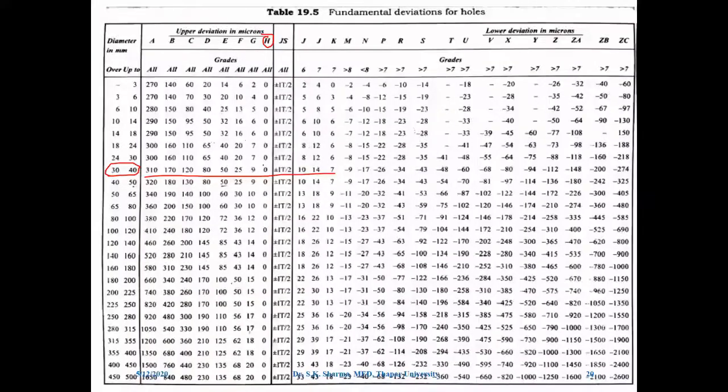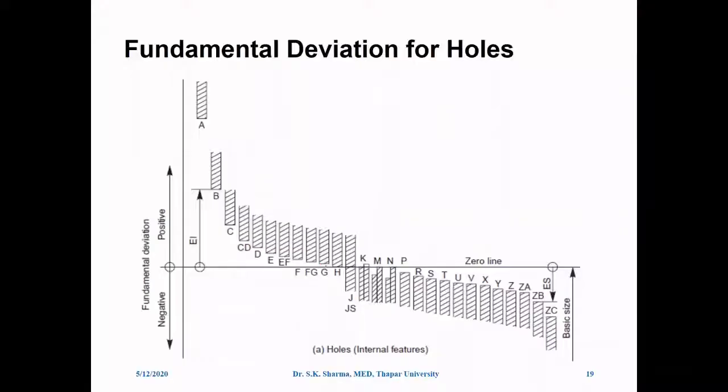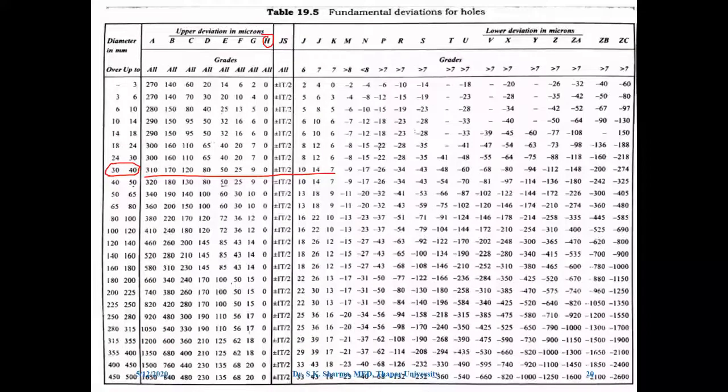So this table is basically indicating this same graphical representation, that at H the fundamental deviation is 0, but if you go this way, the fundamental deviation increases in positive direction. If you go in this way, the fundamental deviation increases but in the negative direction. So that you can figure out from here also.